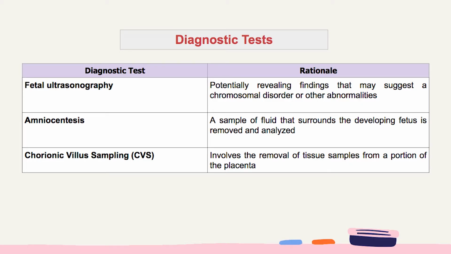For the diagnostic tests, we have fetal ultrasonography, which potentially reveals findings that may suggest a chromosome disorder or other abnormalities. We have amniocentesis, in which a sample of the fluid that surrounds the developing fetus is removed and analyzed. We also have chorionic villus sampling, or CVS. It involves the removal of tissue samples from a portion of the placenta.